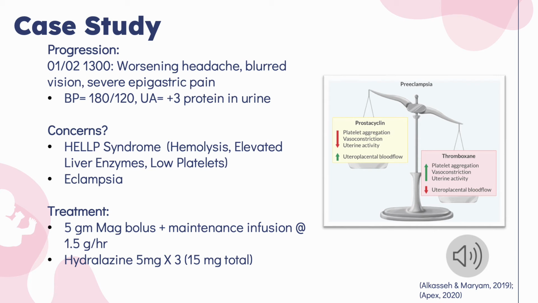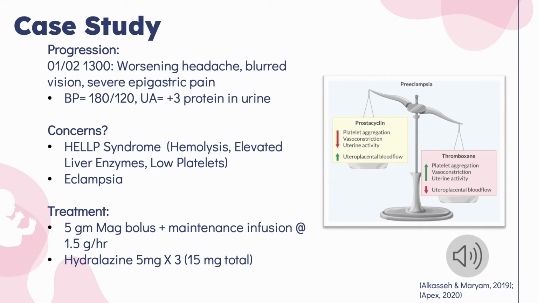So 4 hours have passed and the patient still has not gotten any treatment. So her symptoms are getting more severe. She has worsening headache, blurred vision, severe epigastric pain. Her blood pressure is still severely elevated. Her protein in the urine has gotten worse. So what are our concerns?